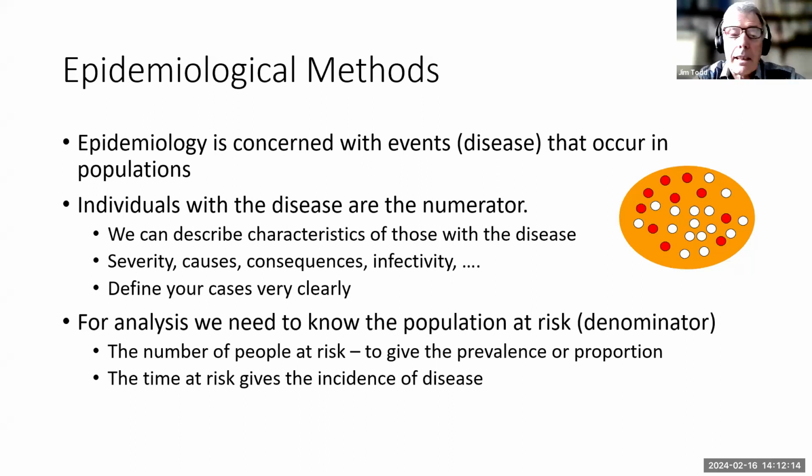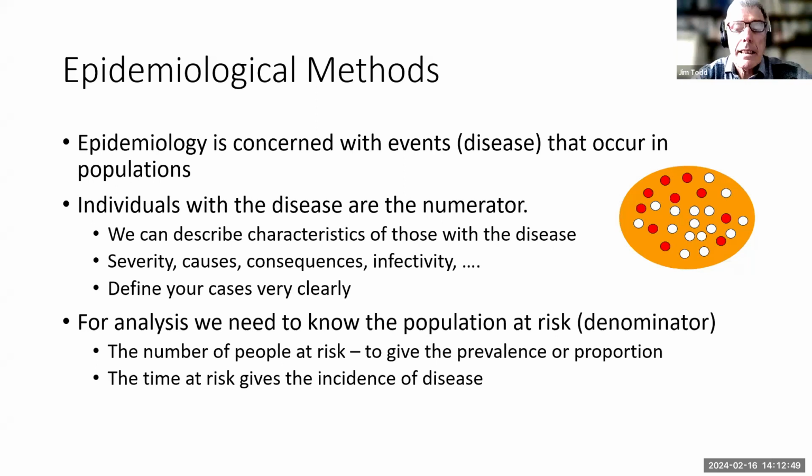And we can look at risk factors and causes for those who have the disease and compare them to those who don't have the disease, so that we can get some idea of what might be the cause of the infection or the disease. We might then want to look at the consequences, what happens to people who have the disease, so we follow them up over time, and we can see what happens to them, whether they get better, whether they get worse, whether they infect other people, and whether they die of that particular condition, or any other consequences that we might have.